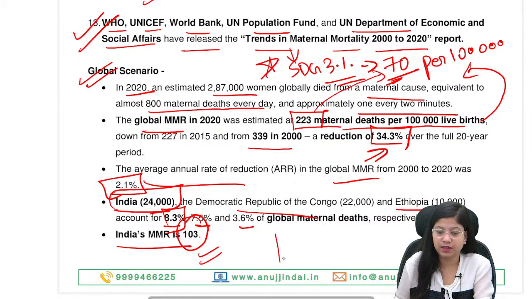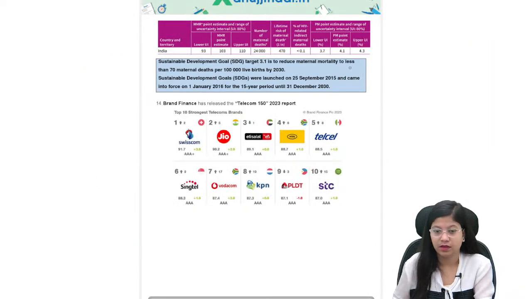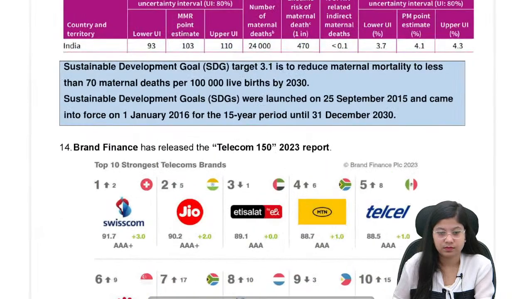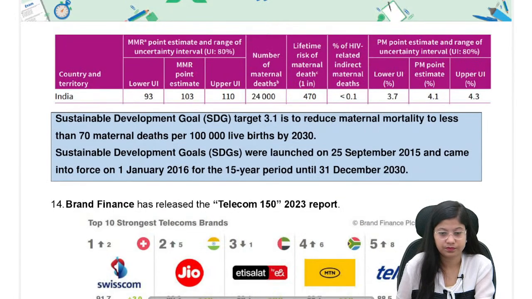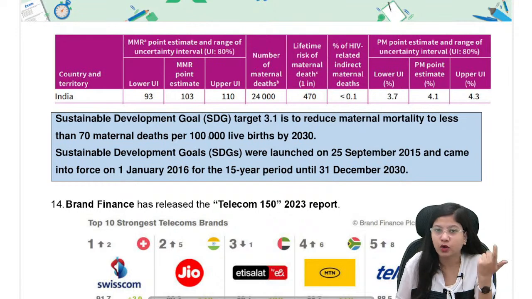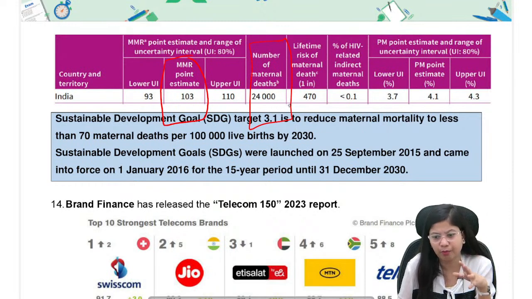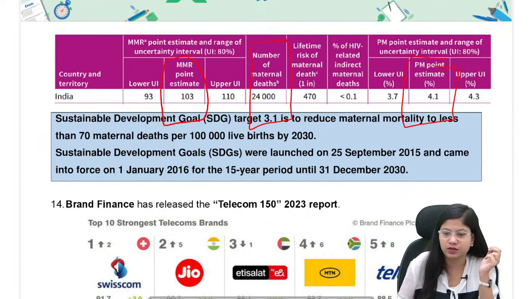So guys, it is none other than our Kerala state. Here you can clearly see the different digits, the different data, which obviously you don't have to remember everything. What you have to remember is the total MMR of India. Then you have to remember the number of maternal deaths. This is very important. And then you can remember this point estimate as well. Although this one is not very significant, these two data are very significant.